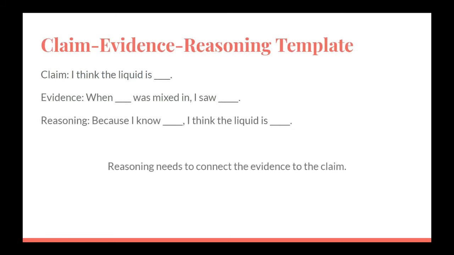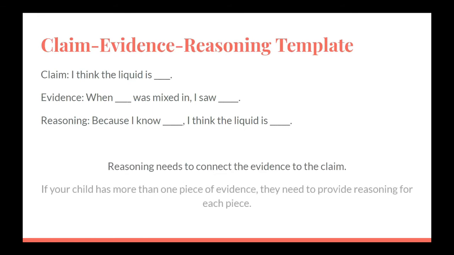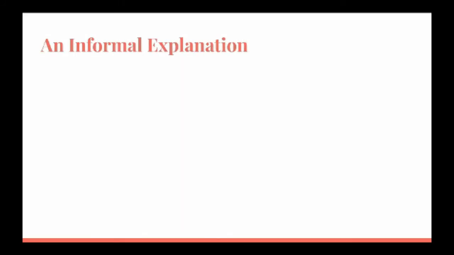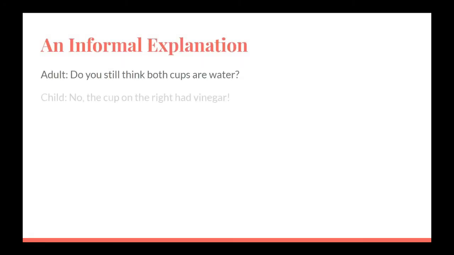Remember that the reasoning needs to connect the evidence to the claim. If your child has more than one piece of evidence, they'll need to explain their reasoning for each piece. A more informal explanation might sound something like this. Do you still think both cups are water? No, the cup on the right had vinegar.